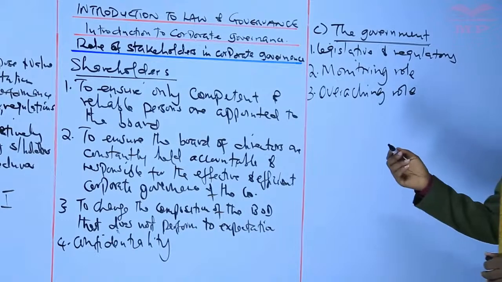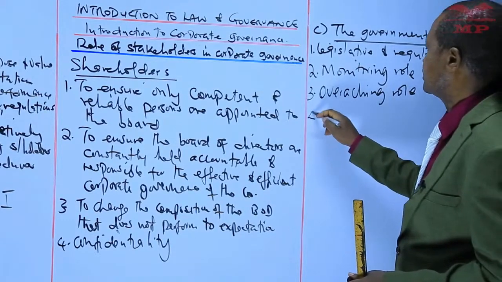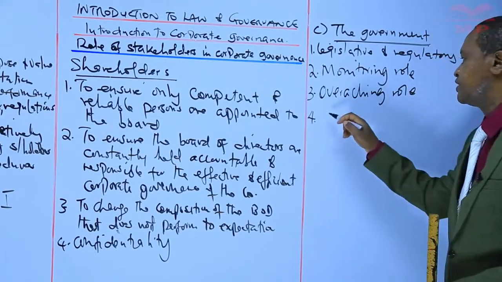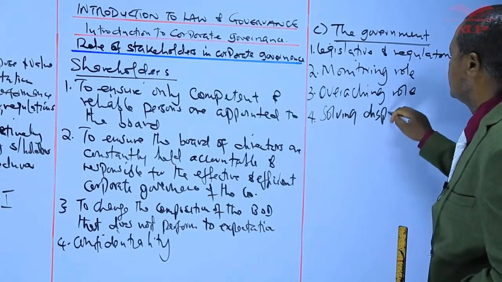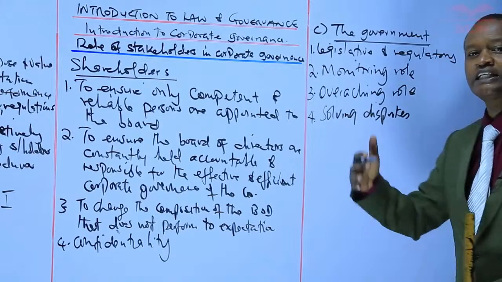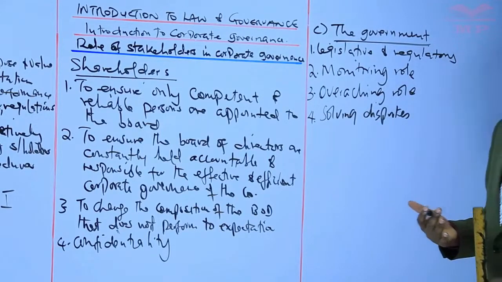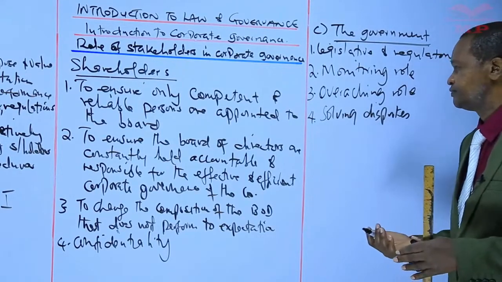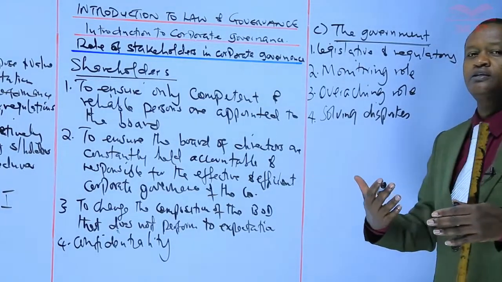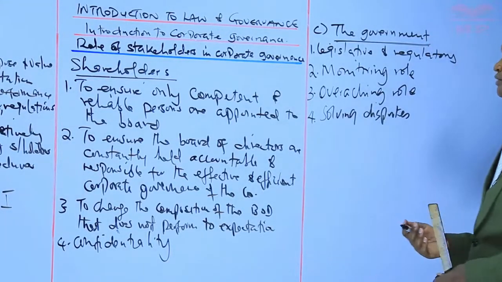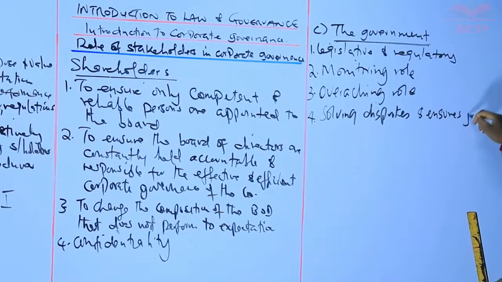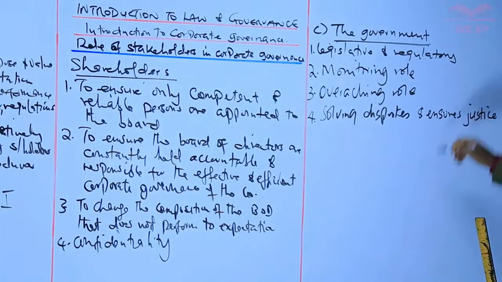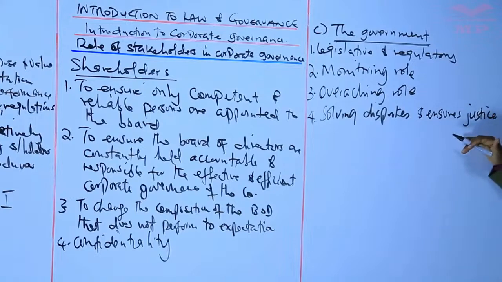The fourth important role that is played by the government is that of solving disputes. When disputes are solved, then justice is ensured. And where there is justice, candidates, there is most likely to be peace.